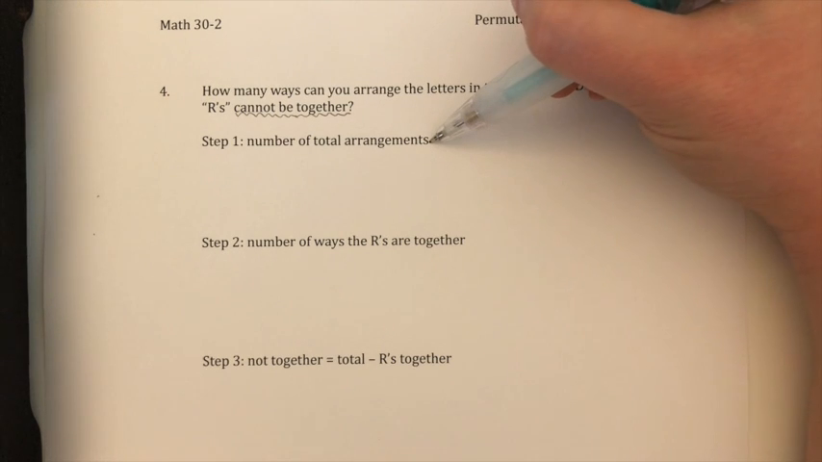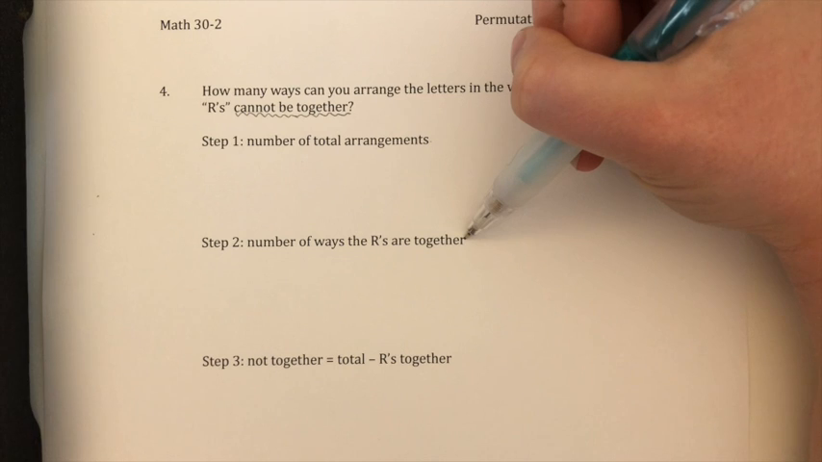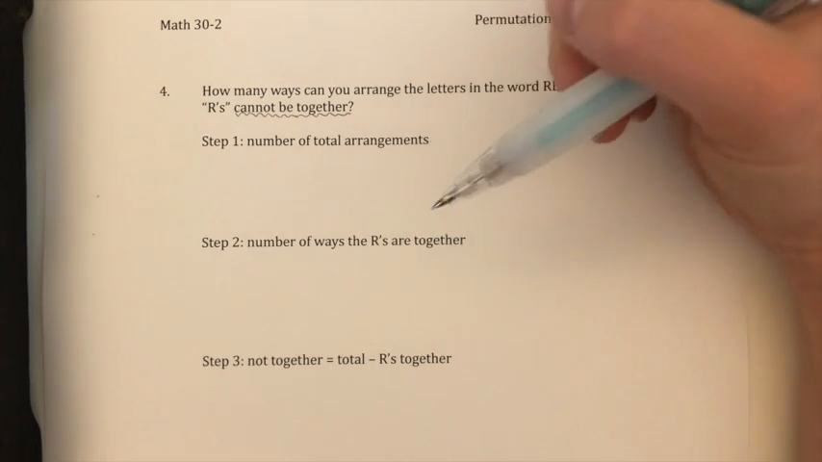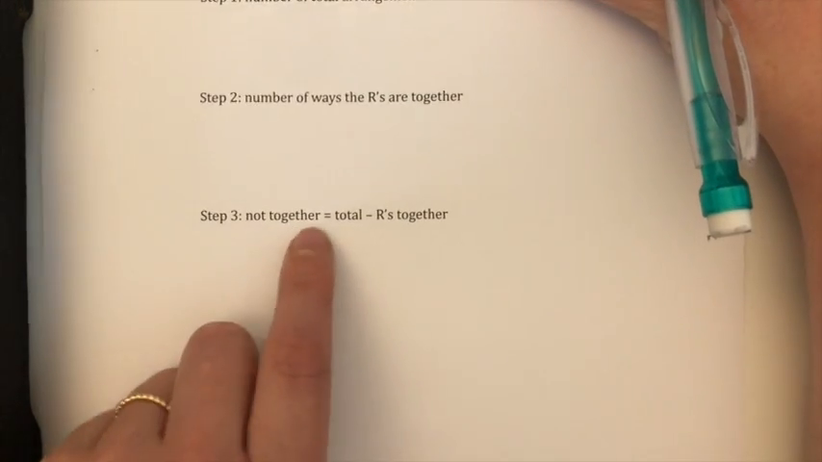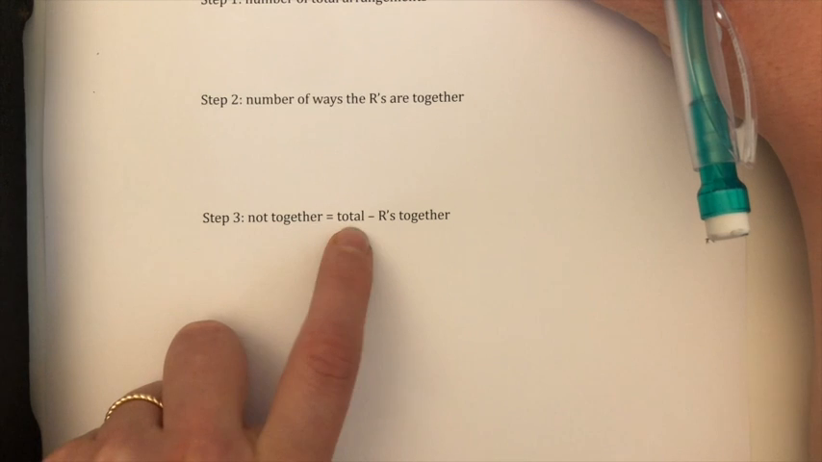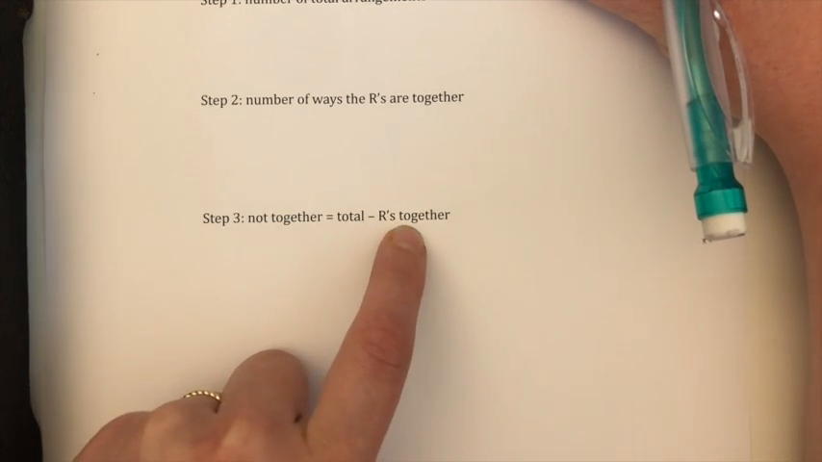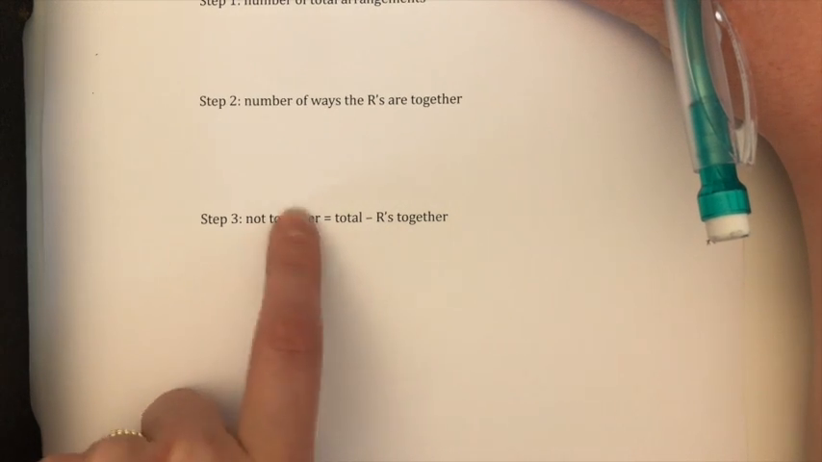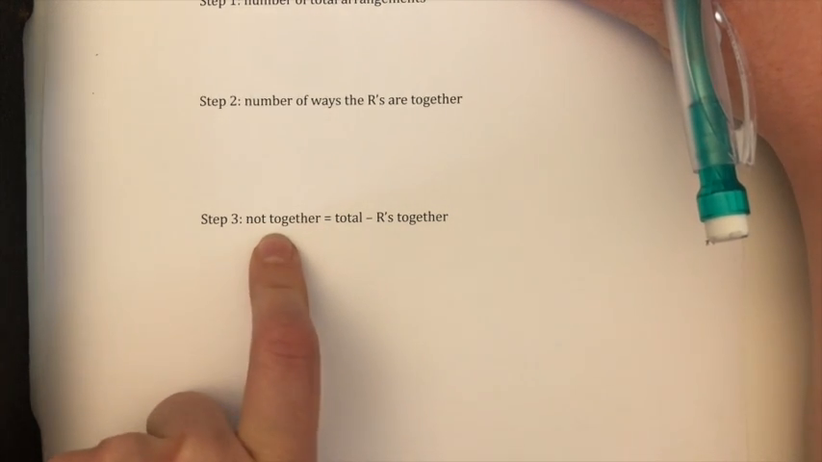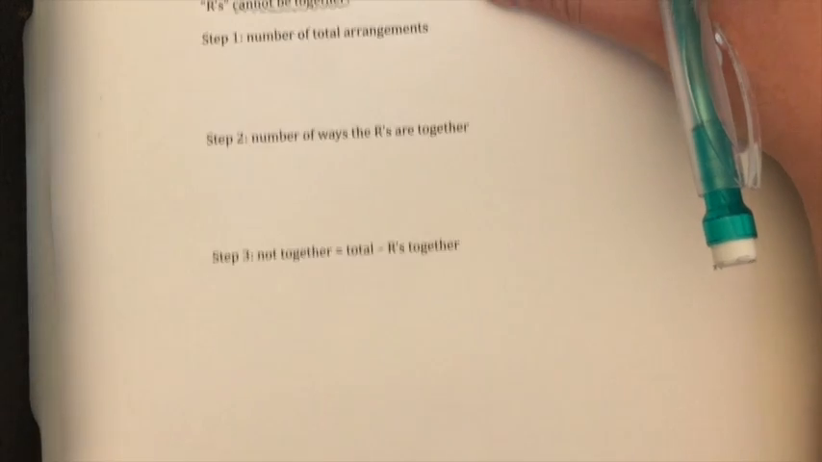So step 1, we're going to figure out the total number of arrangements. Step 2, we're going to figure out the number of ways that the R's are together, because it's easier to group something together as opposed to saying we have to keep them apart. Then we're going to do: not together is equal to total minus where they are together. So this will be total options minus where they are together. That's going to give us all the situations where they're not together. Okay, so we use this strategy a bunch.